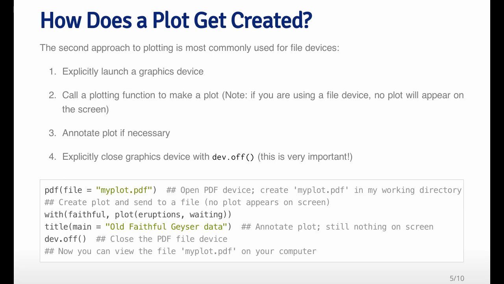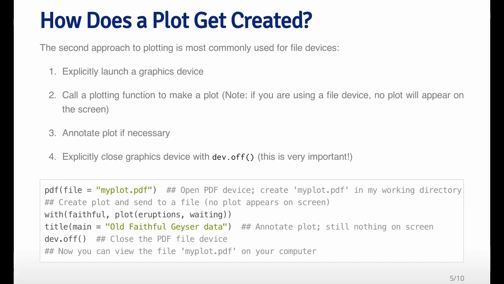After you create the plot, you annotate it if you need to, then you have to close the graphics device with the function dev.off. Once you've closed the graphics device, the plot is complete, and if you sent it to a file, you can open the file on your computer, include it in a presentation, or email it to someone.